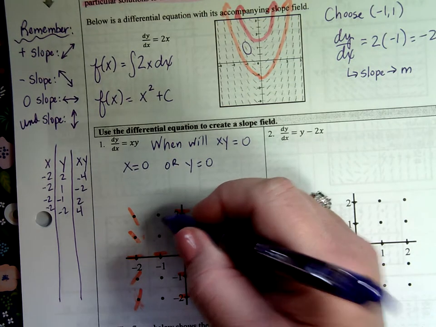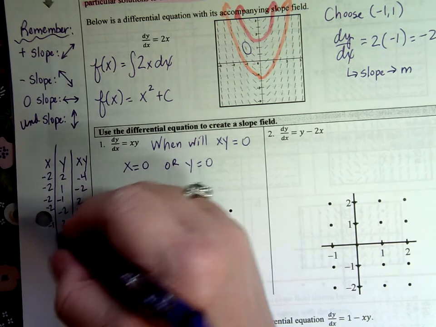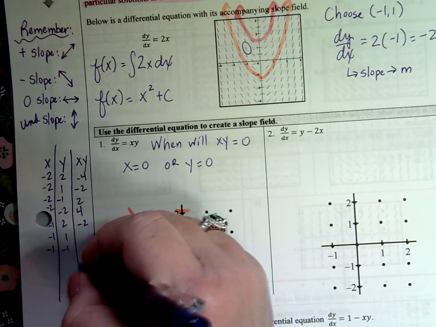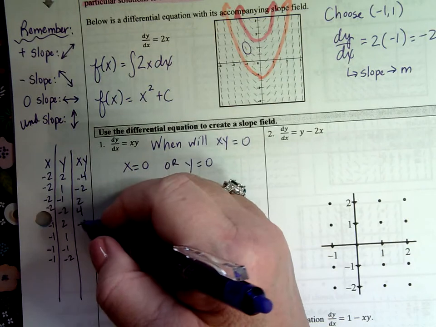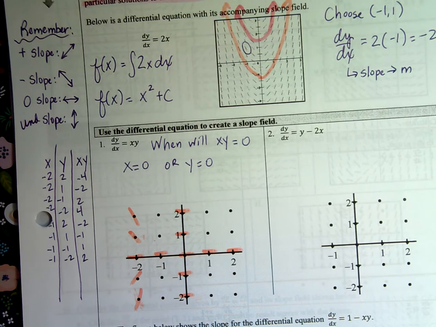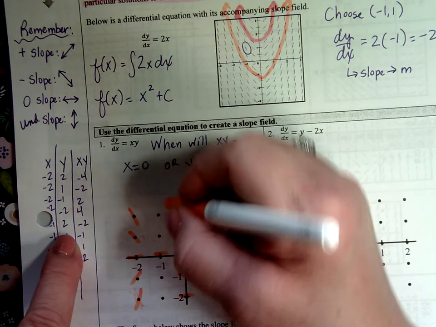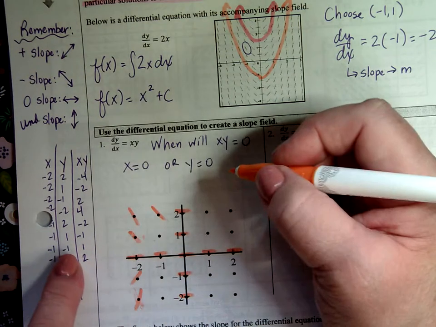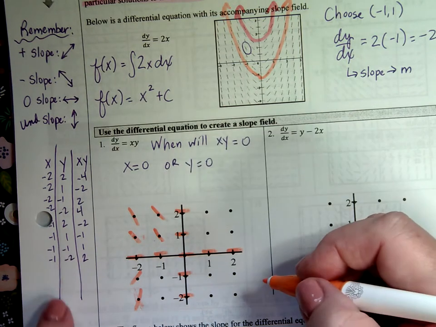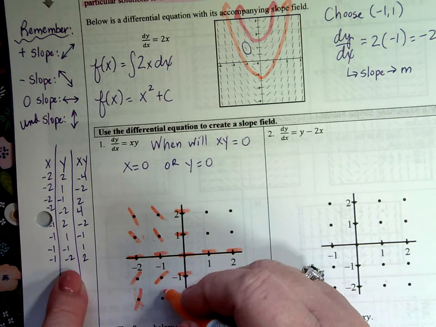If I do negative 1, 2, negative 1, 1, negative 1, negative 1, and negative 1, negative 2. Let me draw those. Negative 1, 2 is a negative 2, so that's this way. Negative 1, 1 is negative 1, not quite as steep. Negative 1, negative 1 is positive 1, and now positive 2, a little steeper.